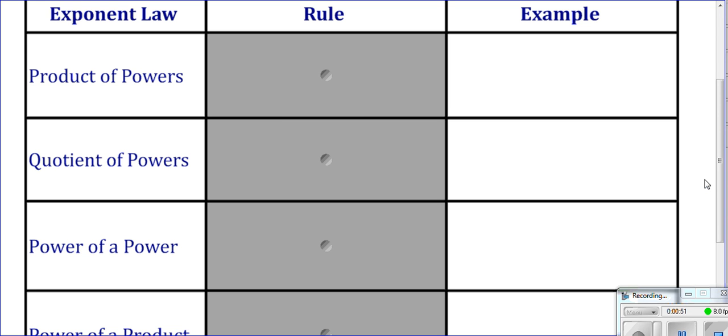So I would recommend pausing the video and filling this table in if you would like to do it all at once, or once you're done your notes, go back and after this lesson you'll be able to fill in the first 2 powers laws. So product of powers and quotient of powers.